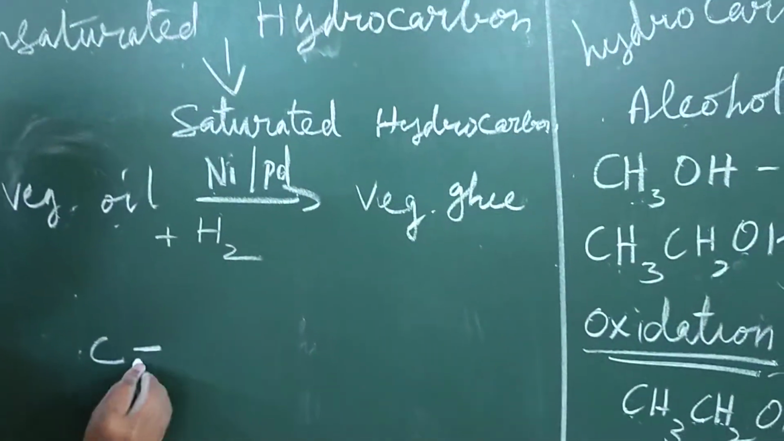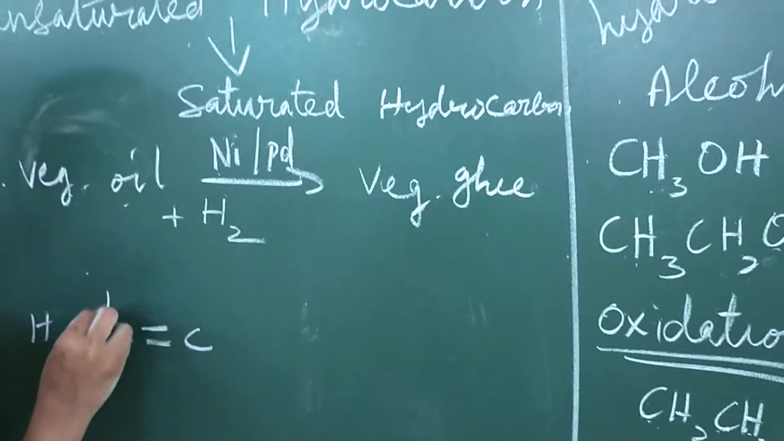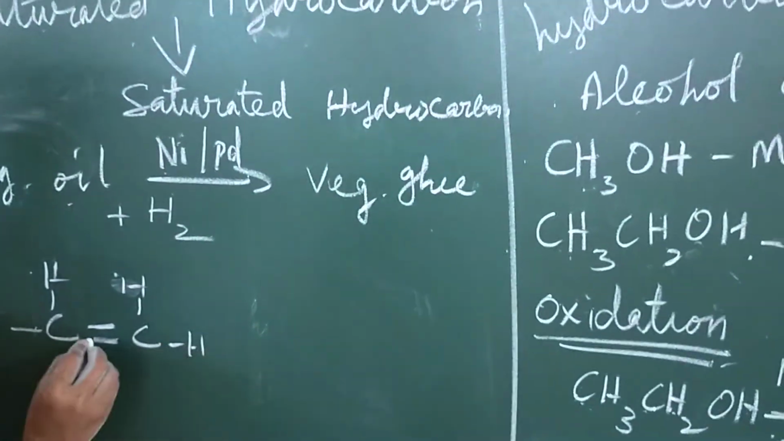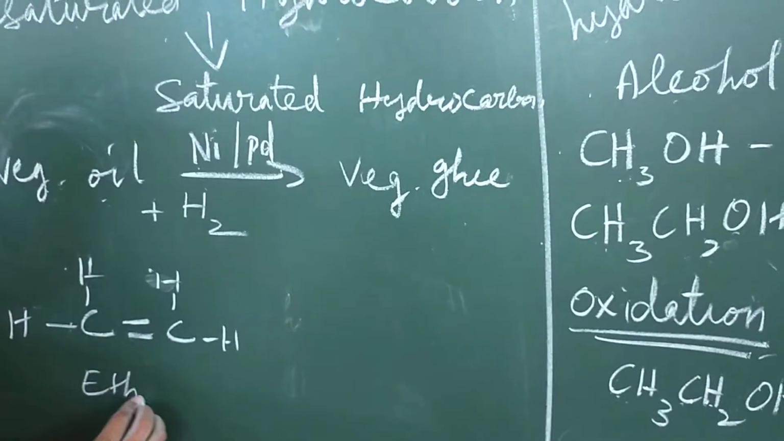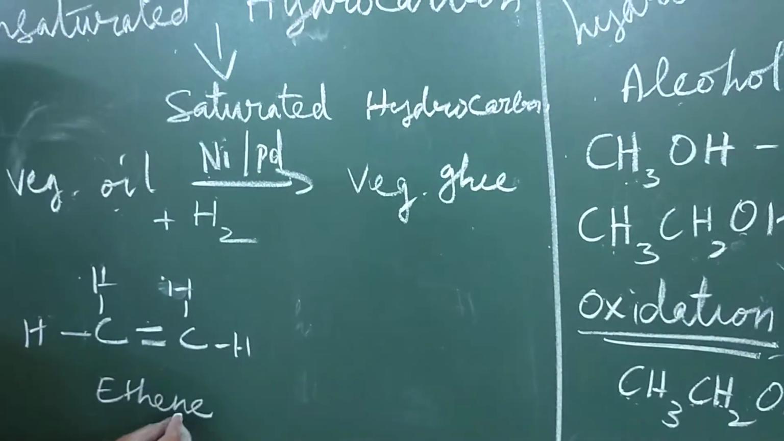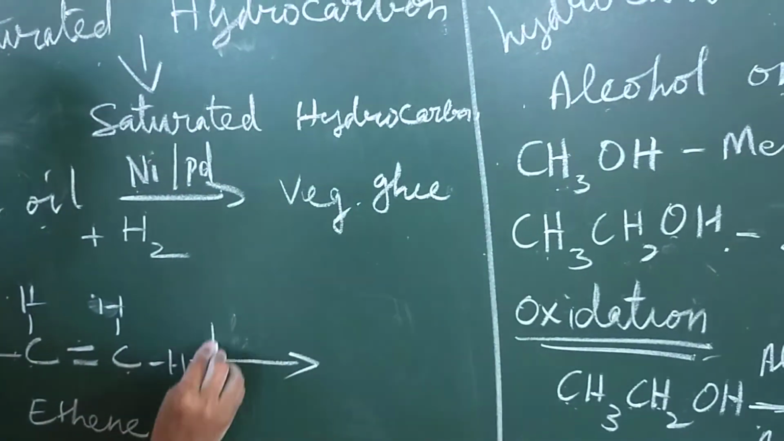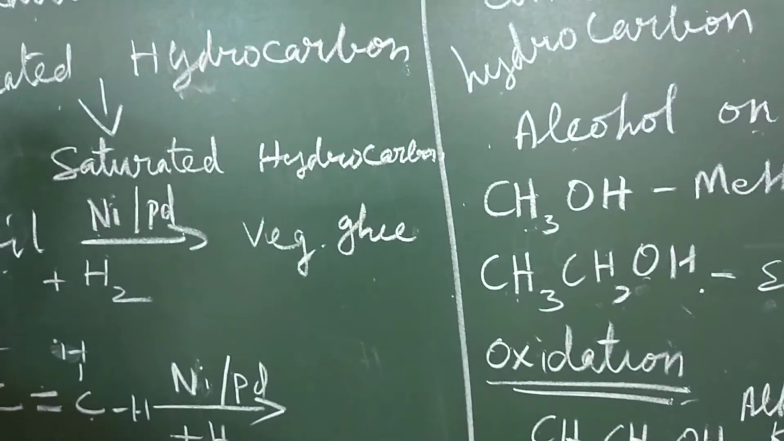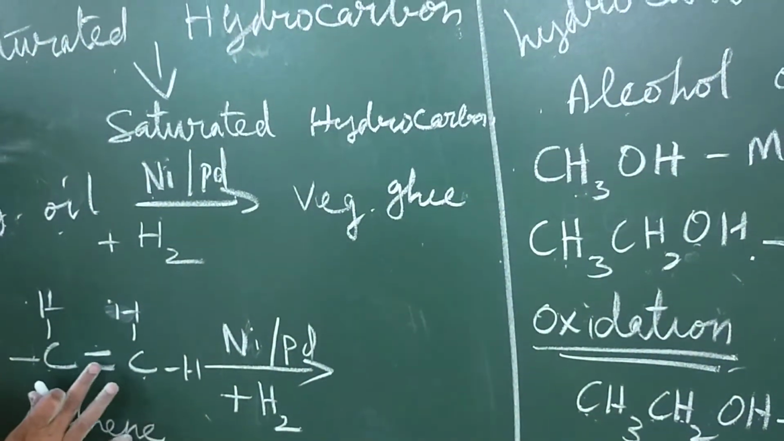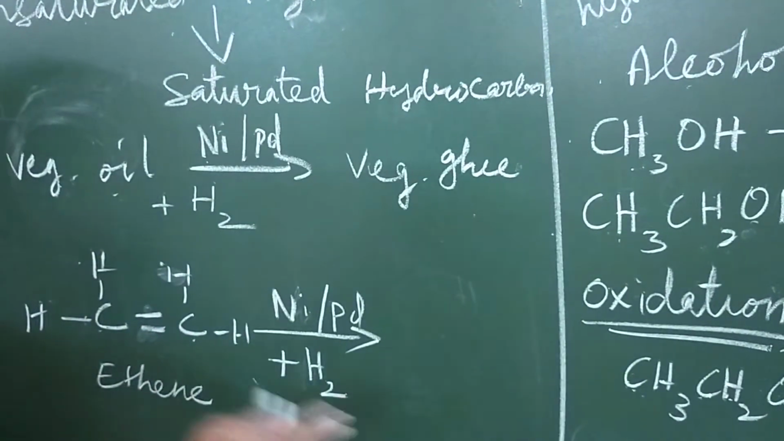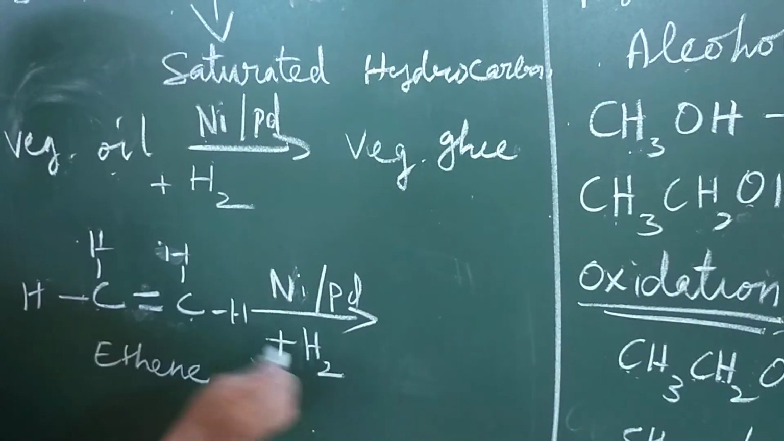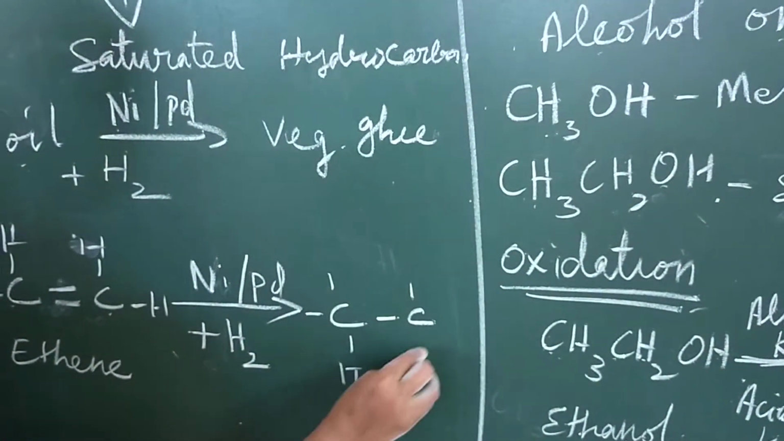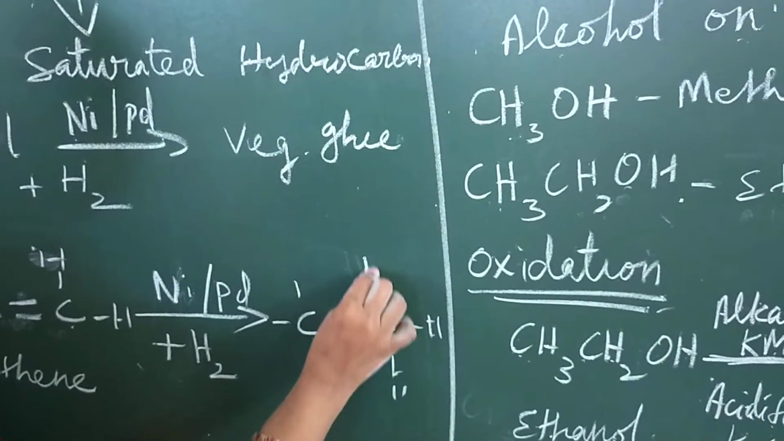The next one is not in the textbook. What is the name of the compound? Ethene. Why do we say ethene? Double bond, 2 carbons. What is it doing? In the presence of nickel and palladium, we are adding hydrogen. When we add hydrogen, the double bond will change to a single bond.